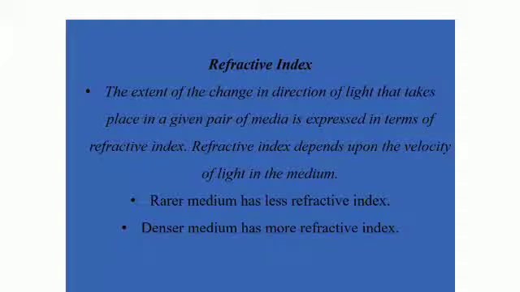In other words, we can even say that the light bending ability of any medium is called refractive index. The light bending ability of any medium determines its refractive index. So in a rarer medium the bending of light is less, whereas in a denser medium the bending of light is more. Hence we find that the rarer medium has less refractive index, whereas the denser medium will have more refractive index.